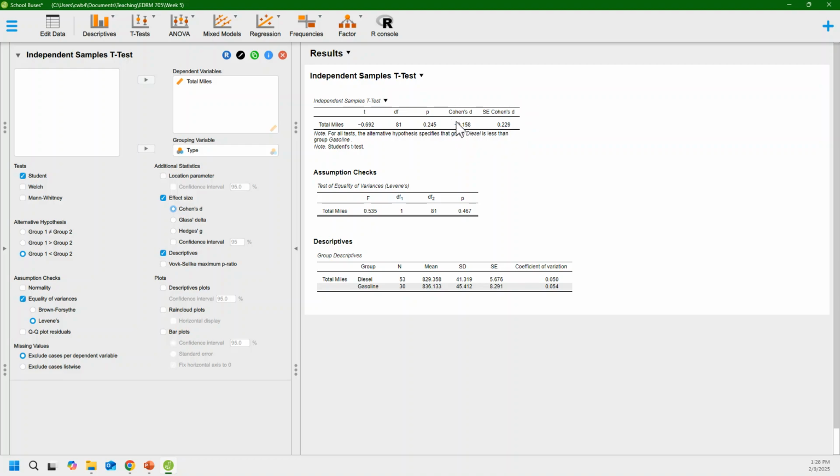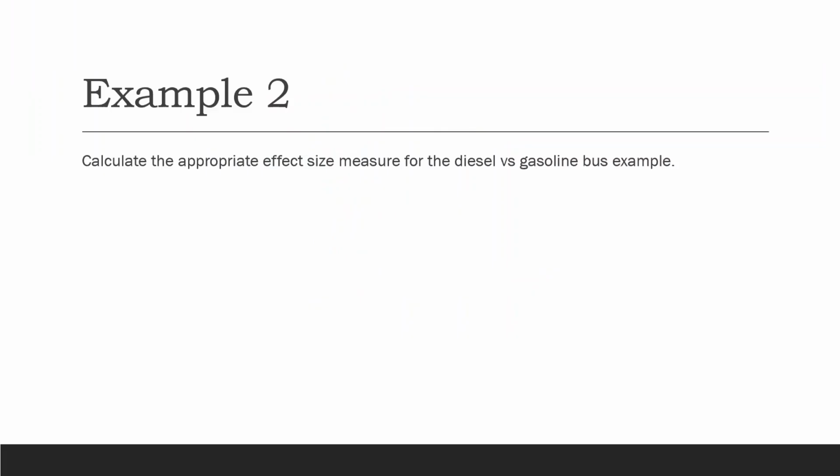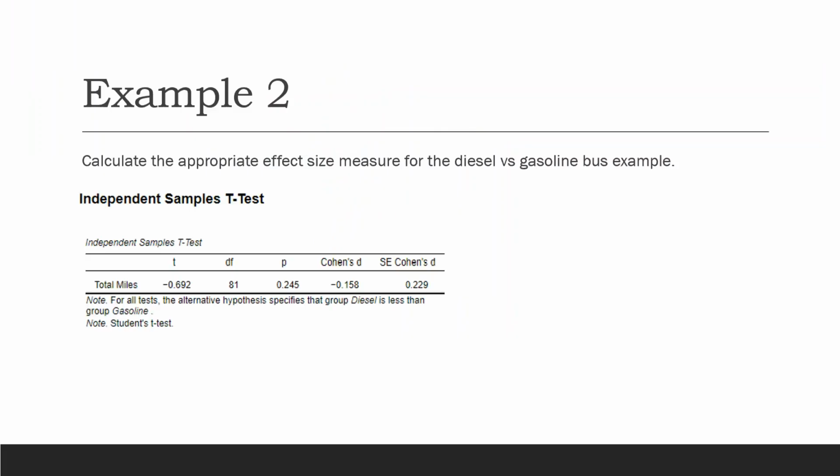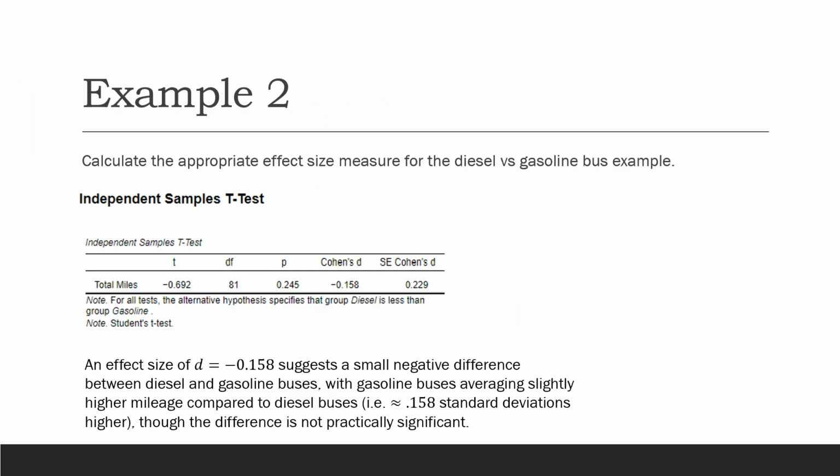The value of Cohen's d based off of our sample is negative 0.158 here. And so if I go back to my notes, I have my value of Cohen's d of negative 0.158. Remember, we said that the absolute value of d, if it's around 0.2, is still considered a weak effect size. And since it's smaller than that, I know it's a weak effect. So I have an interpretation here of the effect size.